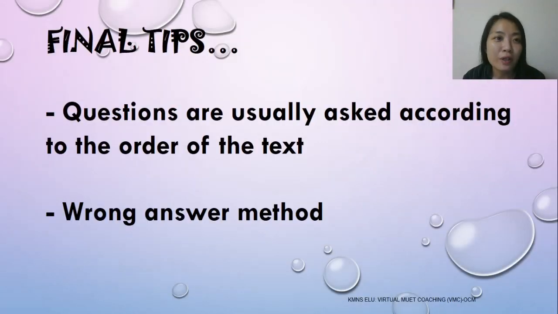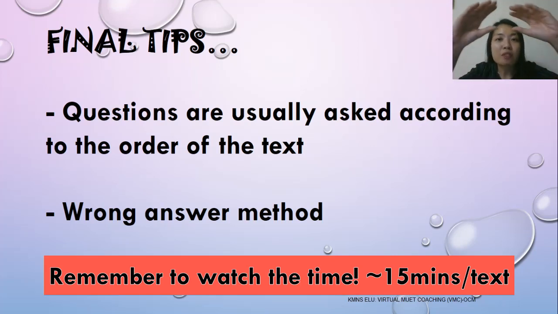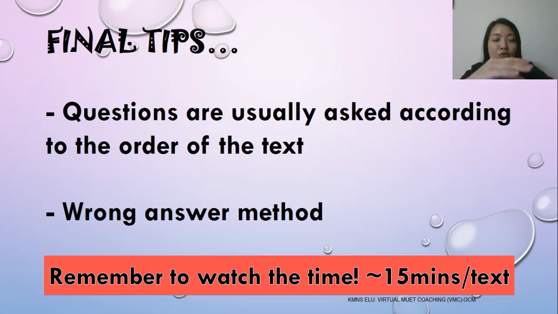Okay, so just a final note here and some final tips for all of you. The questions are usually asked according to the order of the text. That means if let's say it's question 1, it will be somewhere at the top of the text. If it's question 2, then somewhere it's definitely below the answer for question 1. It will not be very, very far below. And if it's question 3, it will be below question 2. The answer for question 3 will not appear before the answer for question 2, or the answer for question 4 will not be suddenly up there before the answer for question 2.